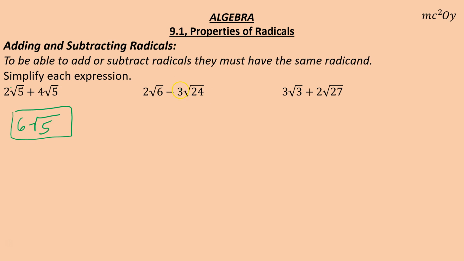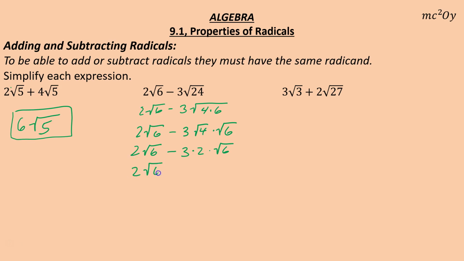If you don't have the same root, well, the next thing you try to do is simplify them. Well, I can't simplify root 6, but I can simplify root 24. So that's like 2 root 6 minus 3 times, well, we can simplify root 24 to root 4 times 6. That's 24, so we get 2 root 6 minus 3 times root 4 times root 6, which is 2 root 6 minus 3 times 2 times root 6.